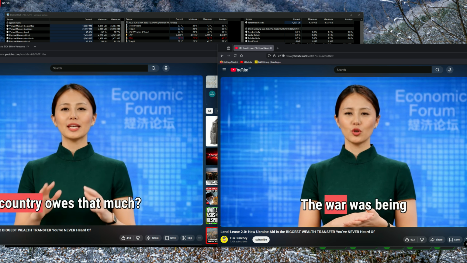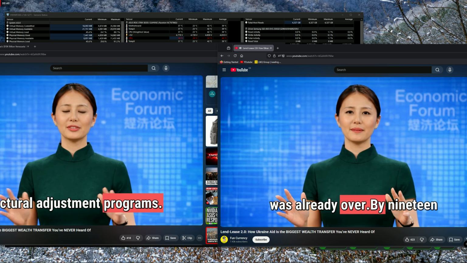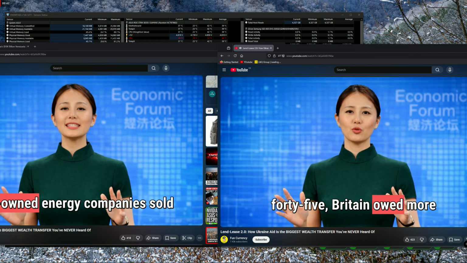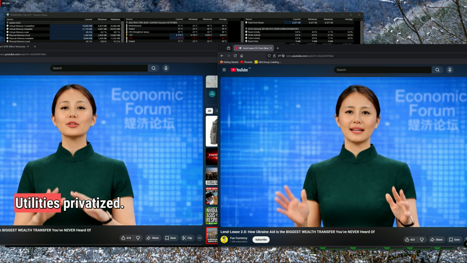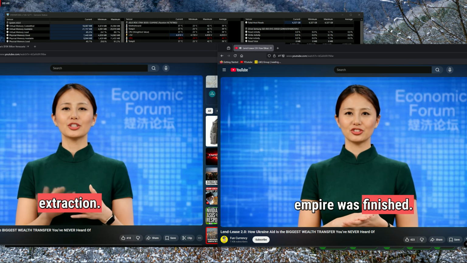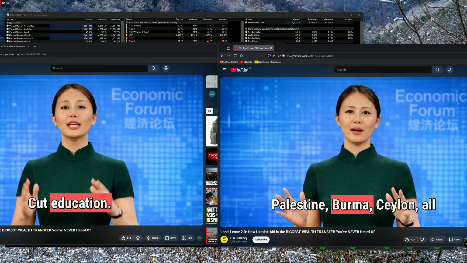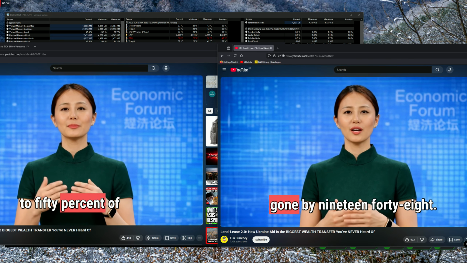What happens when a country owes that much? The IMF and World Bank force structural adjustment programs: privatization, state-owned energy companies sold off, utilities privatized, land sold, resources open to foreign extraction, austerity measures, cut pensions, cut healthcare, cut education, foreign ownership of 30 to 50% of the economy. The war was won on the battlefield, but the economic war was already over. By 1945, Britain owed more than its entire GDP. The debt was unsustainable. By 1950, the empire was finished. India gone in 1947, Palestine, Burma, Ceylon all gone by 1948.